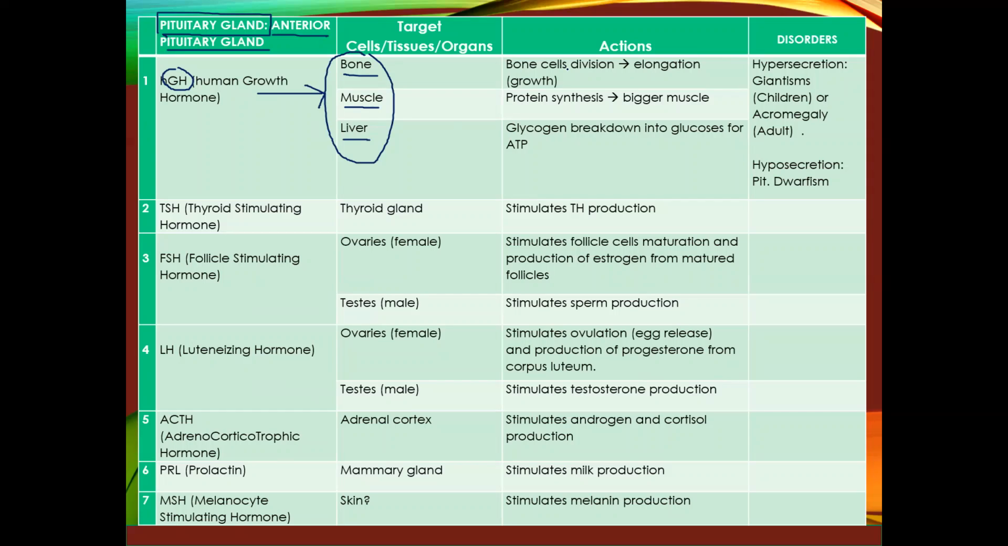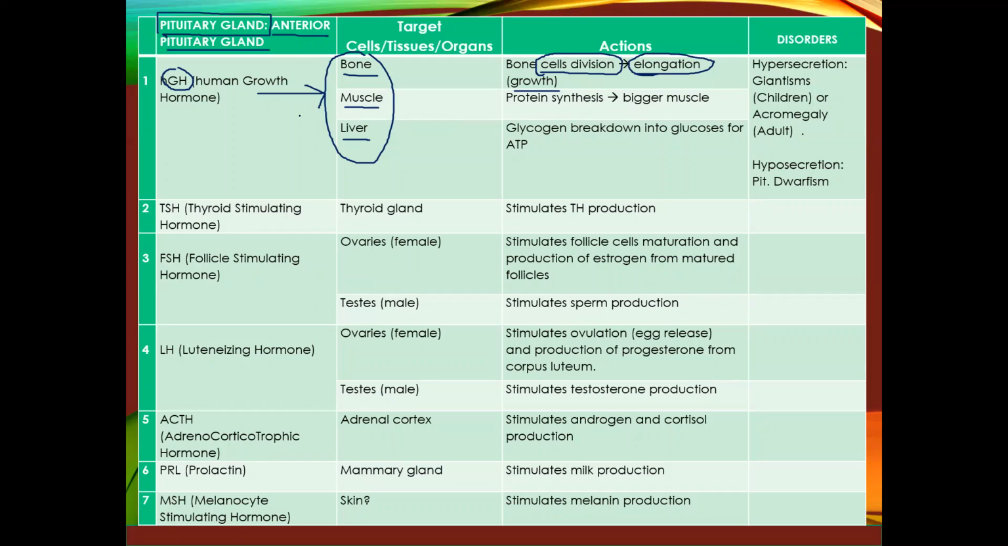Now, what is the action? The growth hormone in the bone cell will stimulate cell division. So there will be more additions of cells in the bone, so the bones become longer. It is growth. And then in the muscle, remember, muscle does not grow by adding more muscle cells, because the muscle cell number in each person is actually the same. There is no additional cell production.